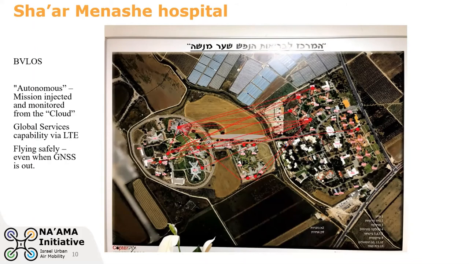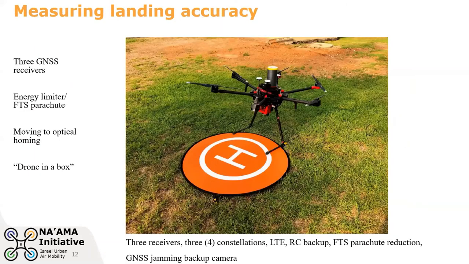Next slide, please. What we are seeing here is that we moved from the single GNSS to the three receivers configuration. For flying above people, it's mandatory to have an FTS parachute, and it's already deployed. And we're moving to two very interesting and important bricks in the wall, if you like.